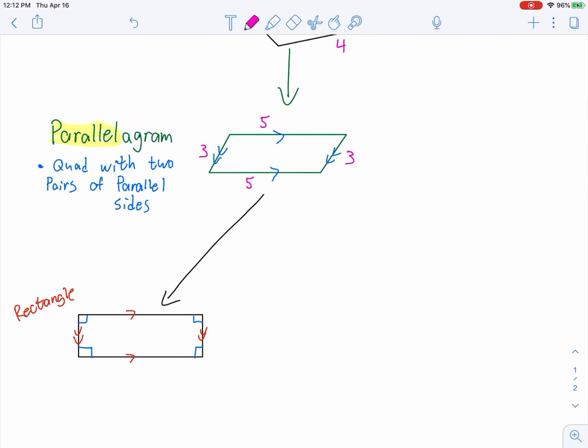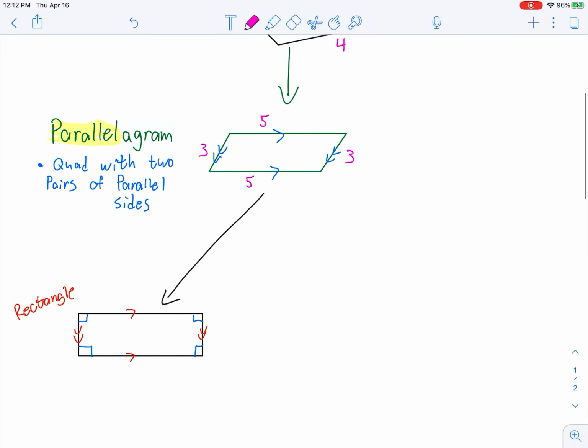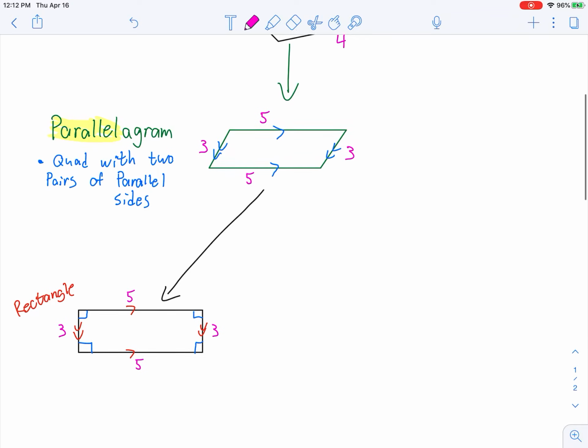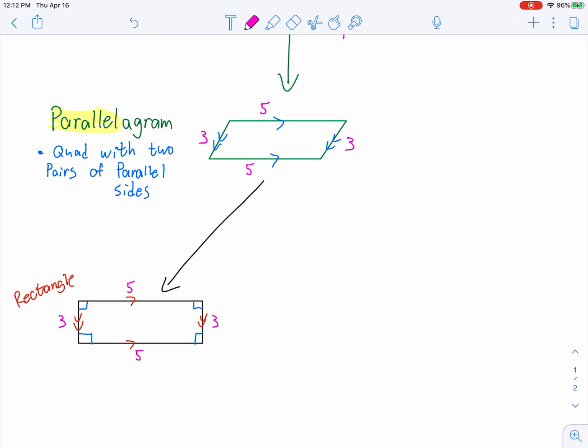Okay, so same thing over with the rectangle. If I know that this is 3, I know this is 3. This is 5. This is 5. The only difference between a parallelogram and a rectangle is that it is basically a parallelogram with 4 right angles.